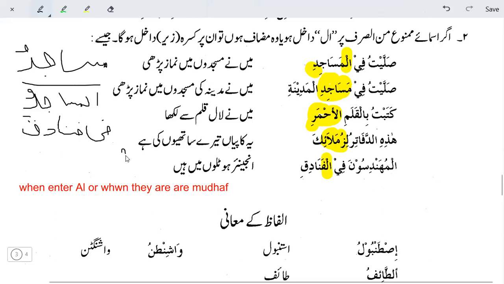And if we enter alif lam, fil fanadiki. It will be like this. If no alif lam, it will take fatha: fi fanadika. If alif lam, then it will take kasra: fil fanadiki.